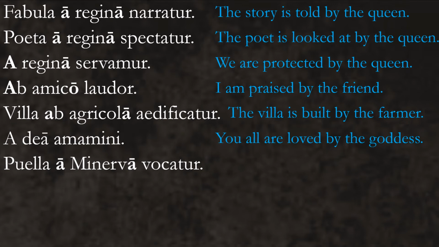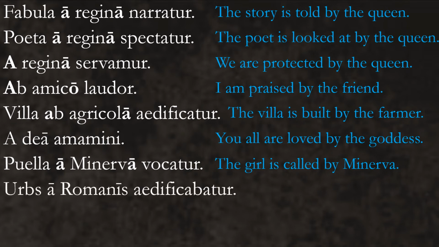Puella a Minerva vocatur. Minerva has a capital M. That should help. The girl is called by Minerva.